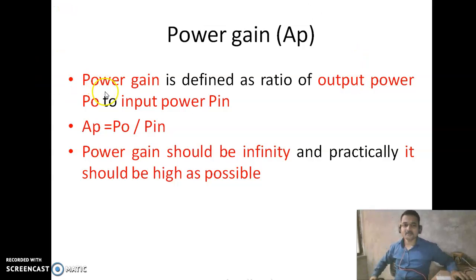Power is nothing but the product of voltage and current. Power gain is defined as the ratio of output power to input power. So A_P is equal to P_out by P_in. Power gain should ideally be infinite, and practically it should be as high as possible.